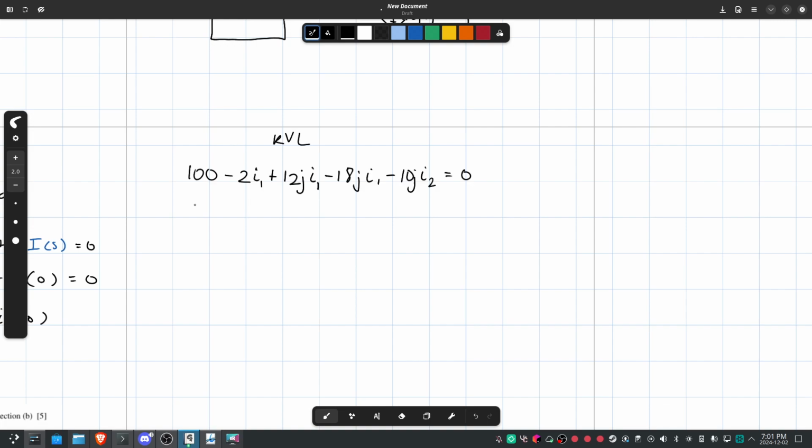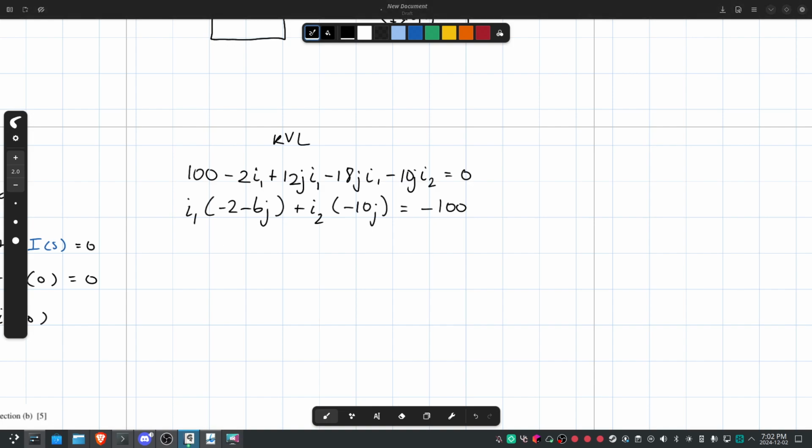And now we're going to simplify this. So we're going to have I1 times, let me pull out my calculator, negative 2 plus 12J minus 18J, negative 2 minus 6J, plus I2, and I2 is just going to be negative 10J, is equal to negative 100.